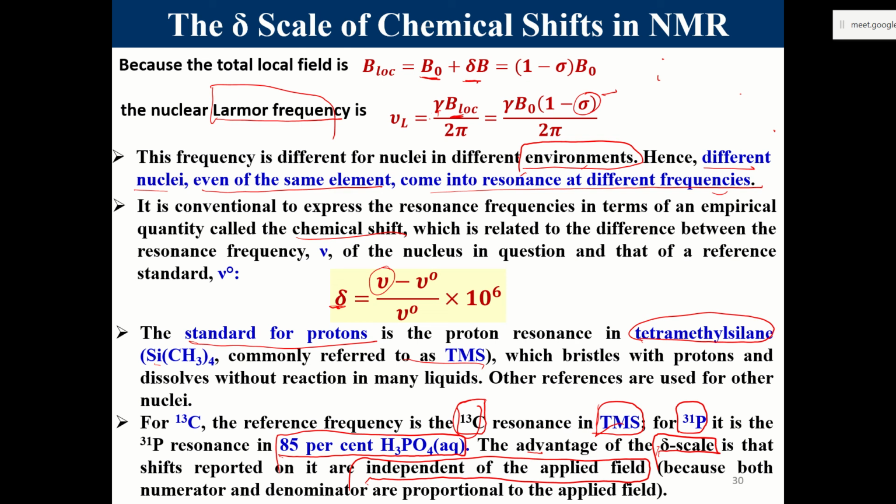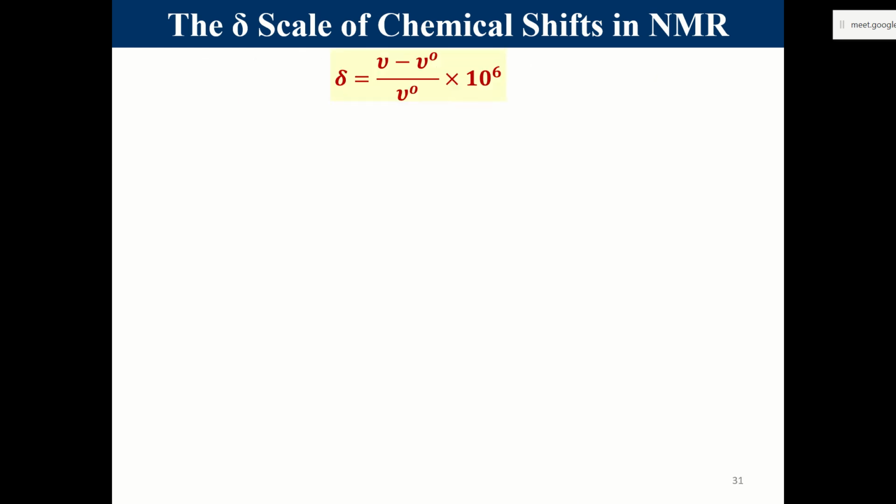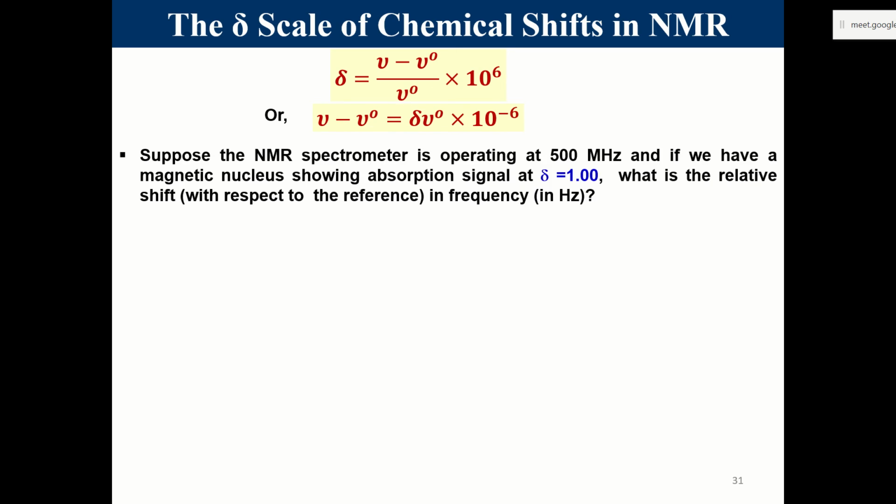So that is because you can see that you have the reference you are deducting, so this will also change in the same proportion, and this del value will remain same. So 10 to the power 6. Okay, so this is our scale, or in other words, if you have to calculate the frequency, if chemical shift is given, केमिकल शिफ्ट दिया हुआ है तो आप उससे उसकी एक्चुअल फ्रीक्वेंसी भी निकाल सकते हैं. So this kind of numericals you should be able to do.